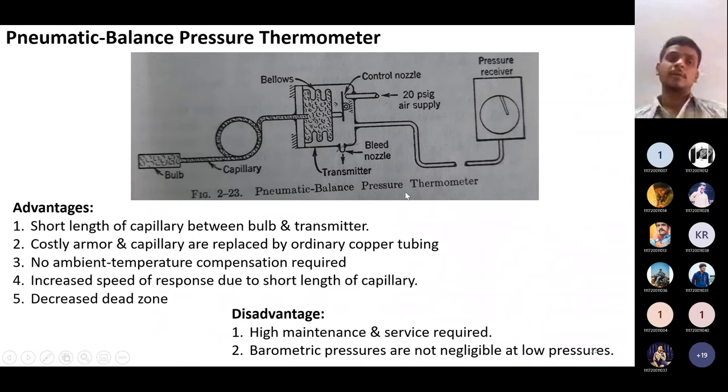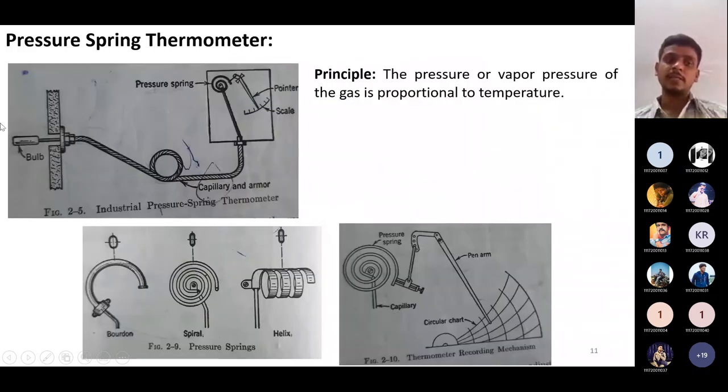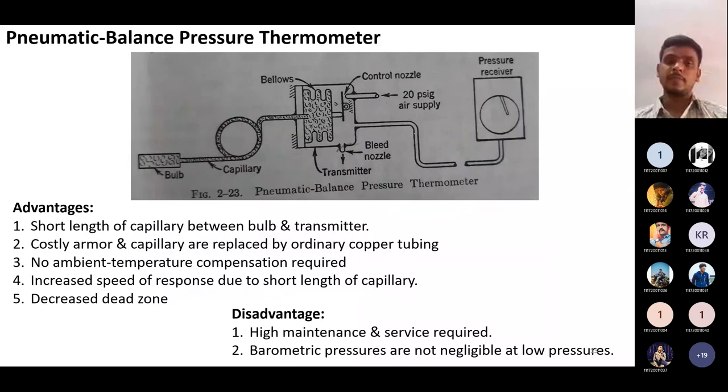First of all, in the previous one, the pressure spring thermometer, there is a lag in the transmission of the bulb temperature to the secondary element due to the long distance of the capillary and armor. In order to suppress this long distance of capillary and armor, it is replaced by this bellows type of element. This bellows will be connected to the bulb using a short length of capillary. This is called a transmitter.